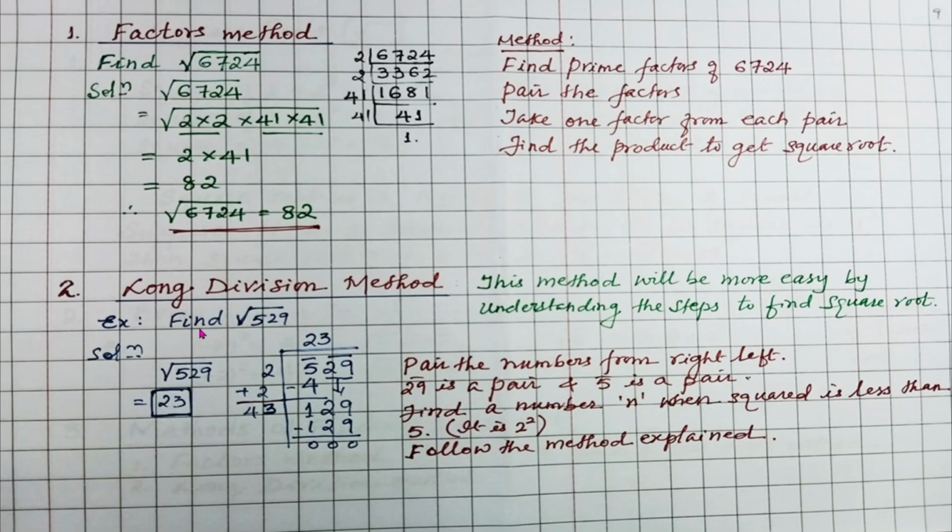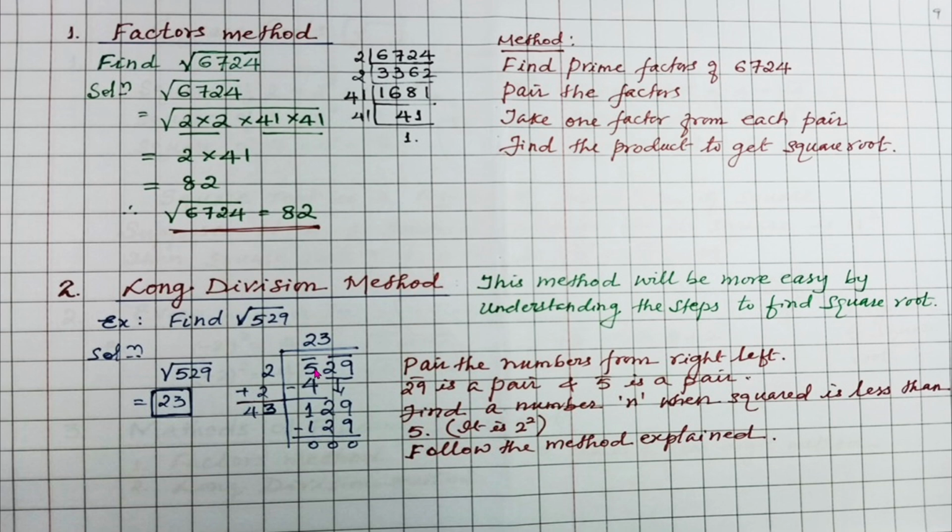Let us take an example here. Find square root of 529. Now to find that, first put one vertical line and horizontal line, write the number 529 and pair the numbers starting from right to left. So on the right side we have a pair 29, and the next pair is 5. Although 5 is a single digit, still it is taken as a pair.